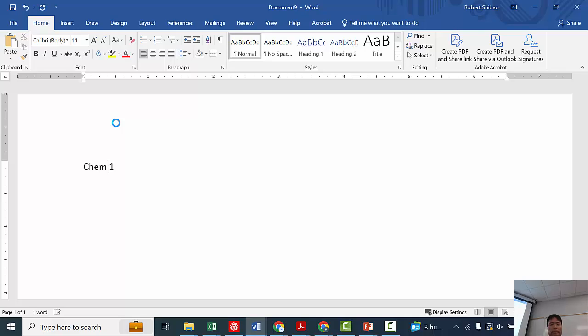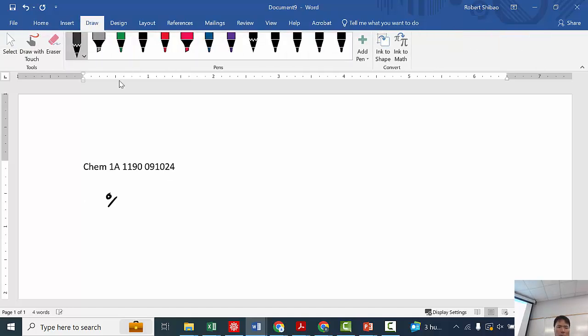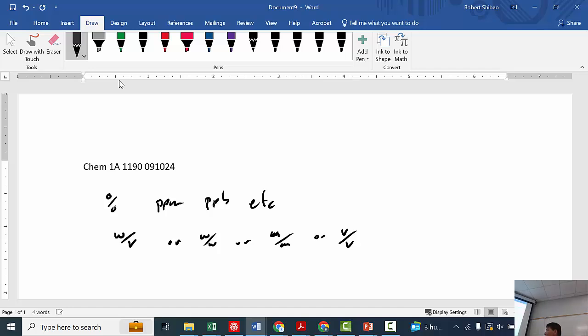But when we have percentages, ppm, ppb, etc., oftentimes what we'll do is we'll do something like this: W over V, or W over W. Weight volume. Actually, not W. Let's go with M over M, or V over V.